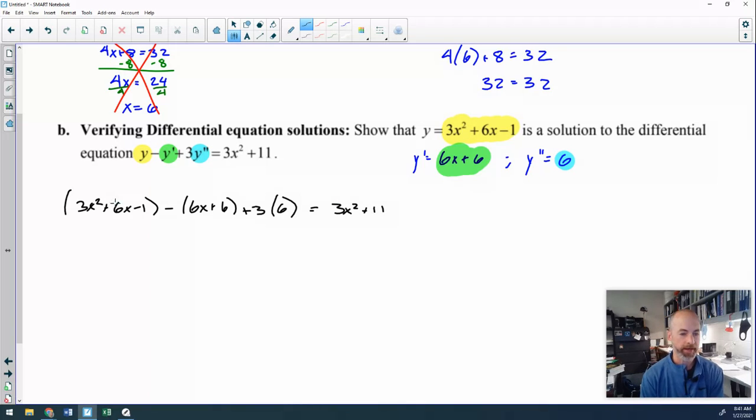And now we just do all the algebra here. We're going to distribute and combine like terms: 3x squared plus 6x minus 1 minus 6x minus 6 plus 18. 3x squared is by itself. I see a 6x and a negative 6x. Those cancel. And then I'm left with negative 1 minus 6 is negative 7 plus 18 is 11. And that was indeed what we were supposed to get.